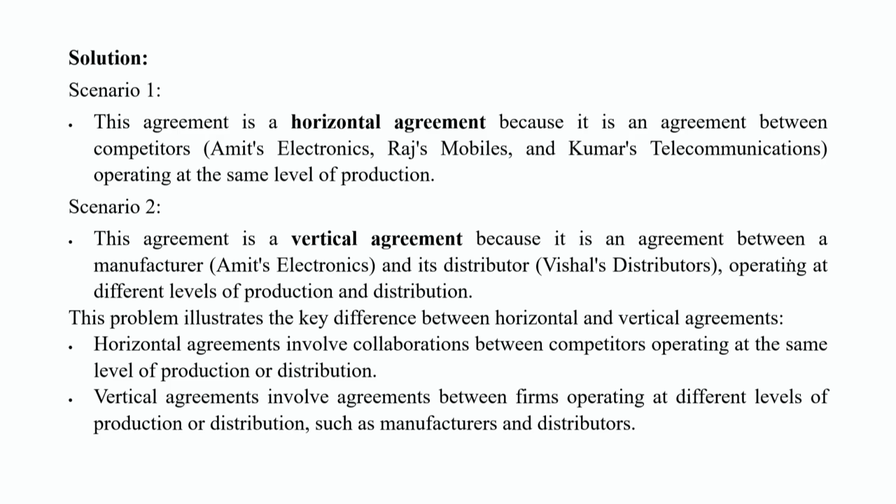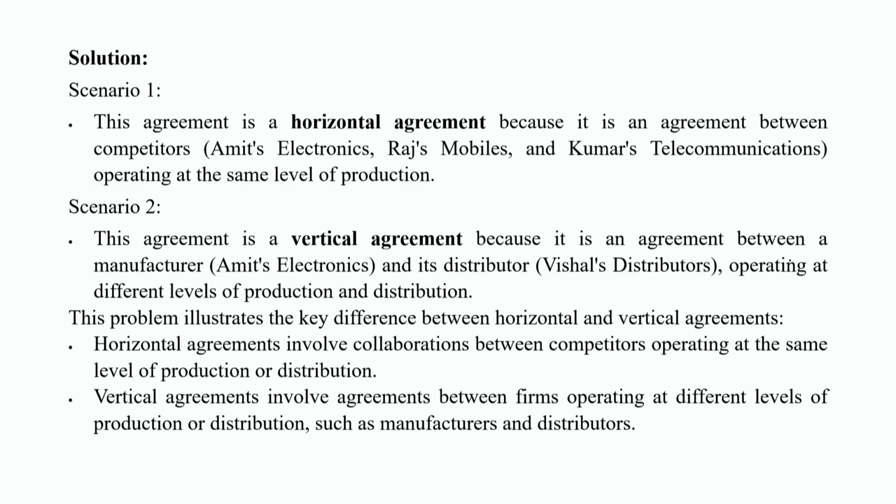Now if you analyze the solution, under scenario 1, the agreement is a horizontal agreement, because it is an agreement between competitors, that is Amit Electronic, Raj Mobile and Kumar Telecom, and they are operating at the same level of production. So this is a horizontal agreement. In scenario 2, the agreement is a vertical agreement because it is an agreement between a manufacturer and a distributor, in the same chain at a different level. That means they are operating at different levels of production and distribution.